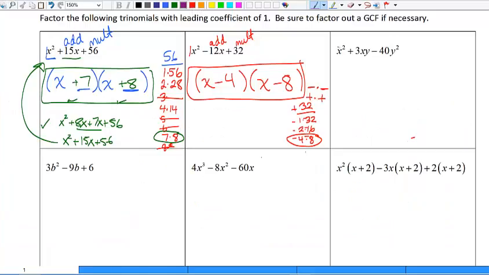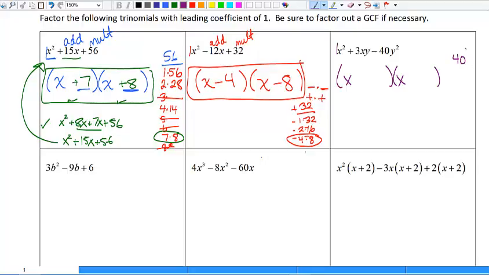So our third problem, again, we have a leading coefficient of 1. So I know my answer is going to have two binomial factors. I know my leading term is going to be x and x. I'm going to go ahead and put that in there right now. And I need to work on 40.